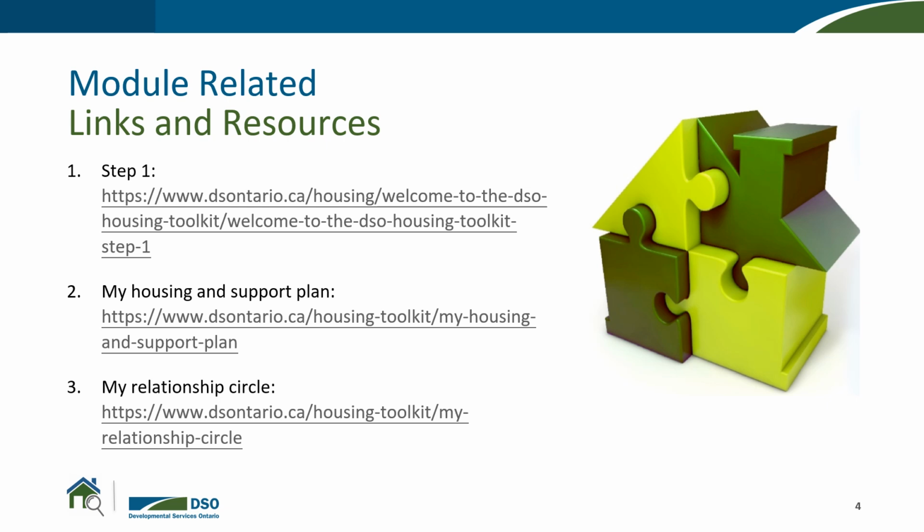Link 2 leads to the My Housing and Support Plan form, which is a tool you can use to document key information about you and your lifestyle, as well as the needs and wants that are related to the housing and support plan you are working to create. This module and the others we have created in this series can help you to complete the My Housing and Support Plan form should you wish to do so. The modules will highlight some things to consider in each area of the form. If you have questions or need assistance, please contact your local DSO Housing Navigator for guidance.